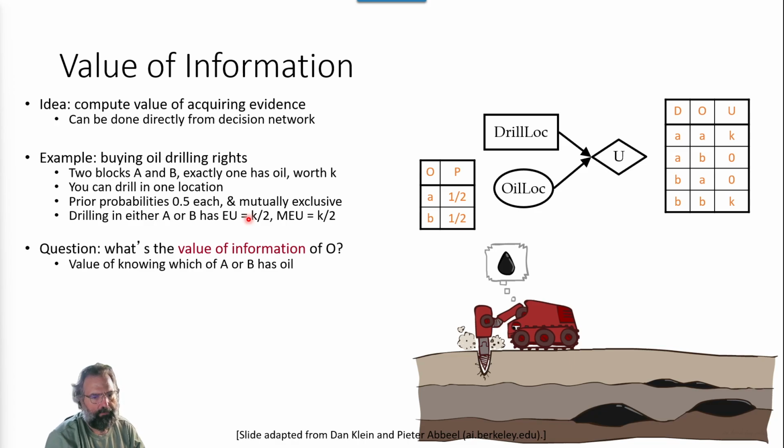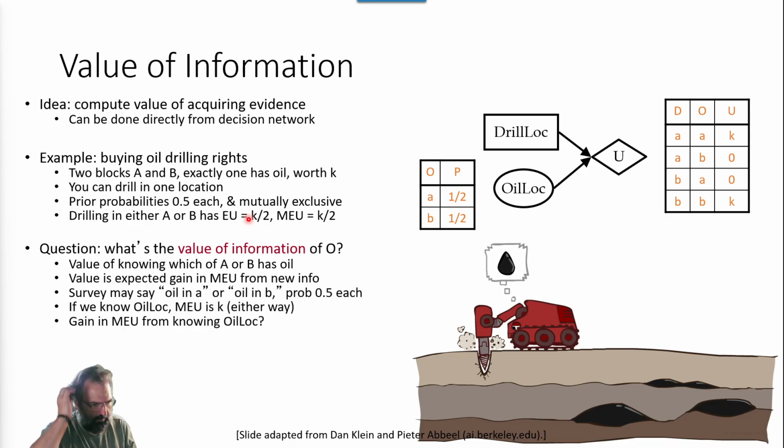So what is the value of information of O, of figuring out if the value is there or not? And we do have K as well, right? So the value of knowing which of A or B has oil, value is expected gain in MEU from new information. So you've got some new information.